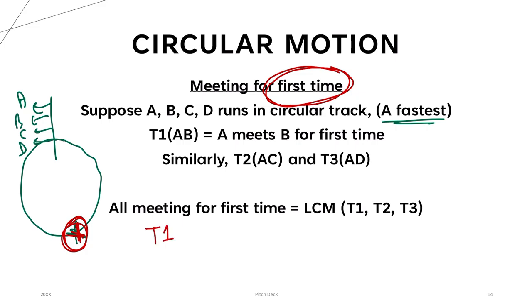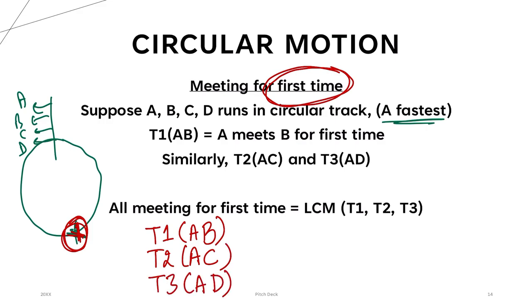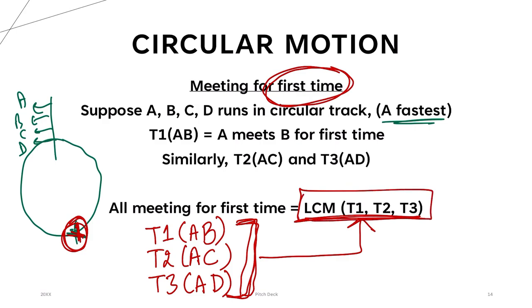For all of A, B, C, D meeting for the first time, what do you have to do? First calculate the time taken, that is T1, for A to meet B. How will we calculate it? Using the last formula: we know the speed of A, we know the speed of B, then we calculate the time taken by A to meet B for the first time. Then you calculate T2, that is A to meet C. Then you calculate T3, that is A to meet D. Once you have calculated T1, T2, T3, the times taken for A to meet B, C and D, you find the LCM of those three numbers, and that is the time after which all four of them will meet for the first time, right?